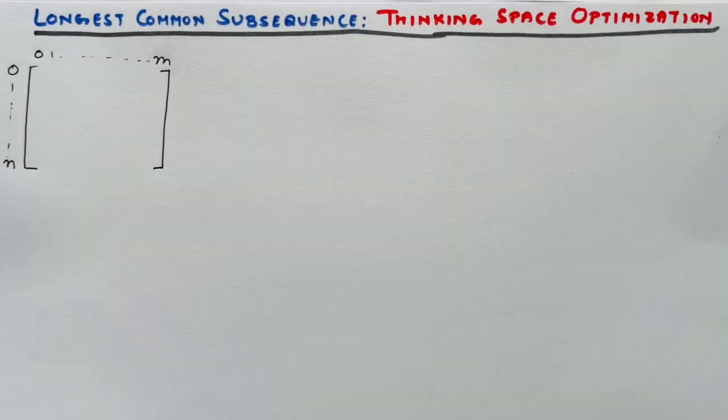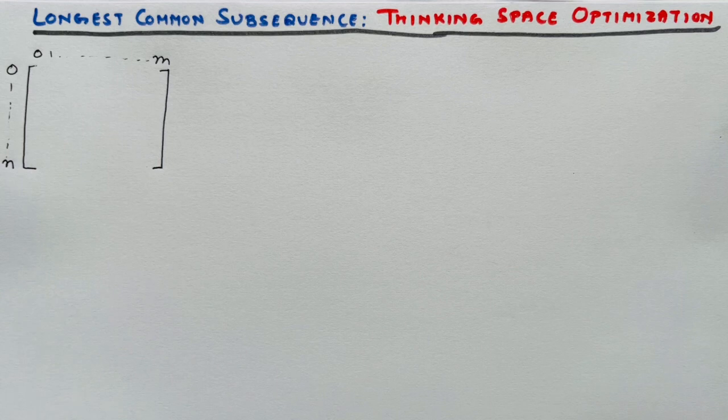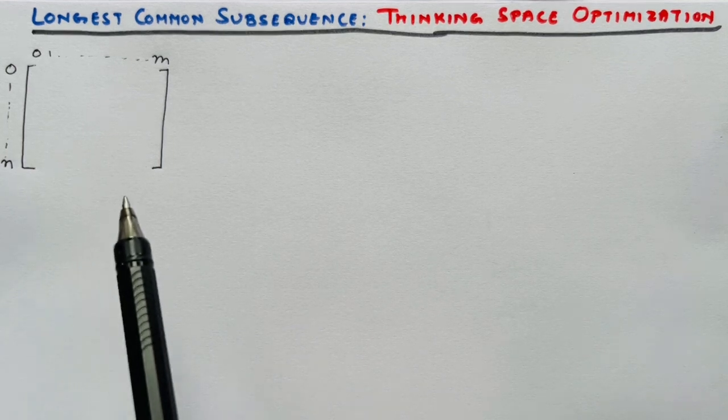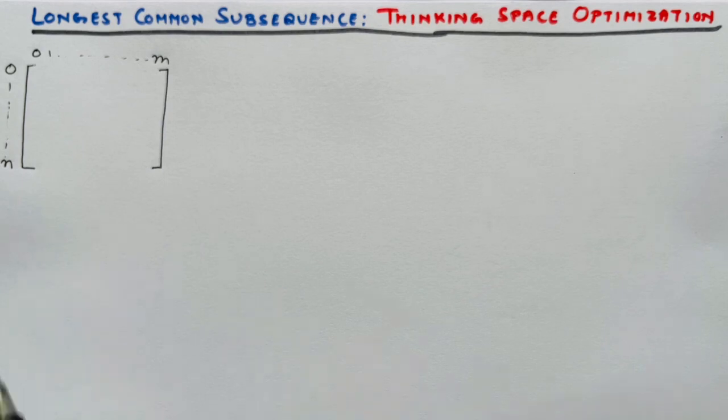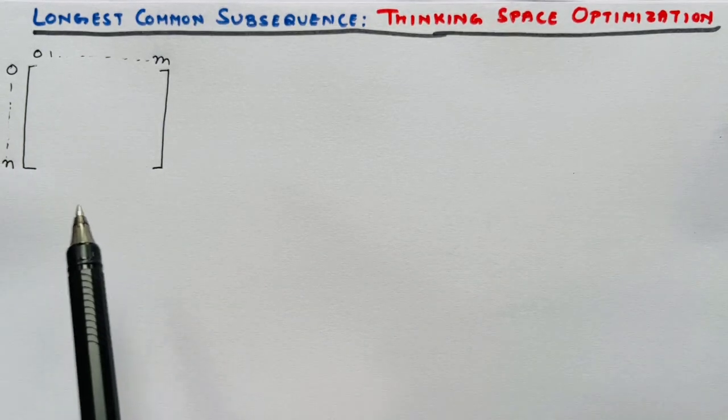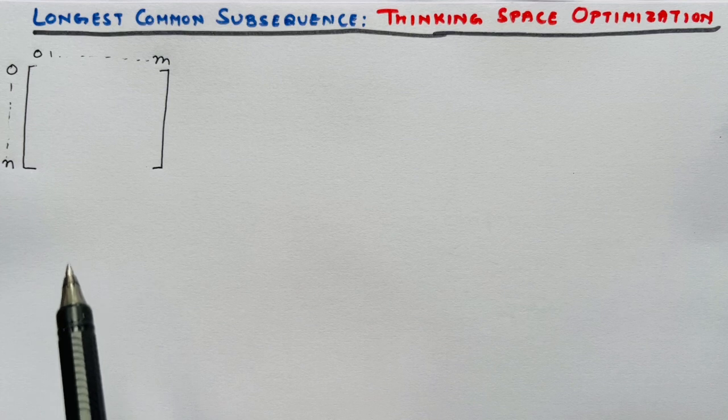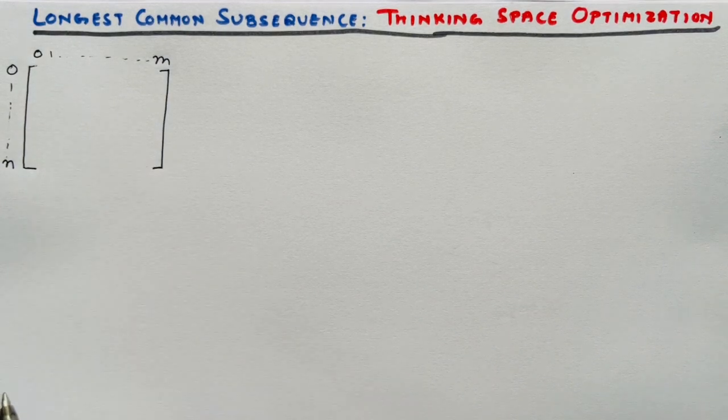Let us now come back to our original problem, the length of the longest common subsequence. And let's see if there is a possibility of optimizing the space complexity. So what has been the space complexity so far? We have used this matrix as the space. So space complexity is big O of m into n.